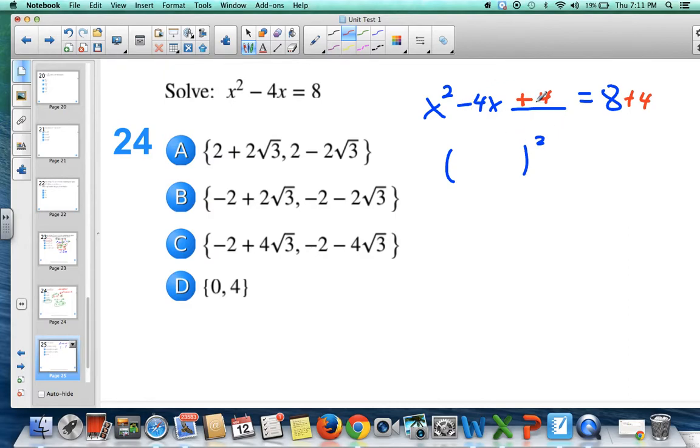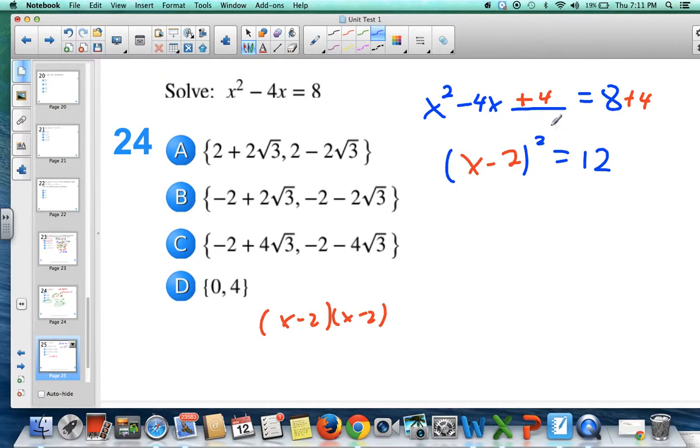So now this will factor to be x minus 2 squared. Half of this number will always go right here. If you don't believe yourself, sometimes you want to check, go ahead and do x minus 2 times x minus 2, and you'll see it ends up being exactly that. And that will be equal to 12 in this problem, because 8 plus 4 is 12.